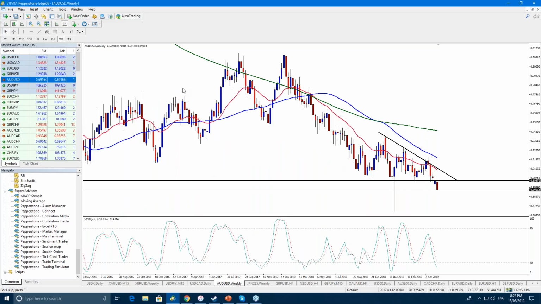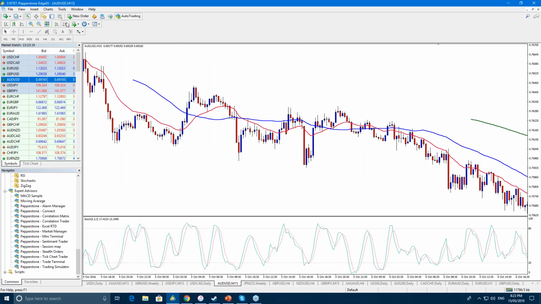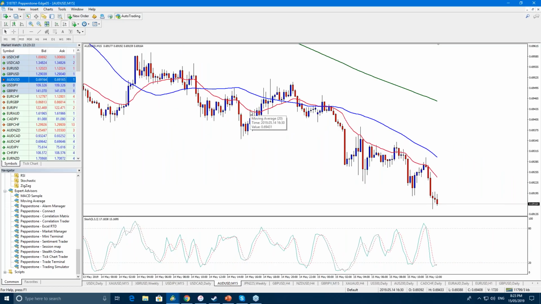Conrad asks the type of moving average we use: 20, 50, 200. EMAs and SMAs are both great. Obviously, EMA is faster, so maybe in scalping you might want that, but generally we use the SMAs.